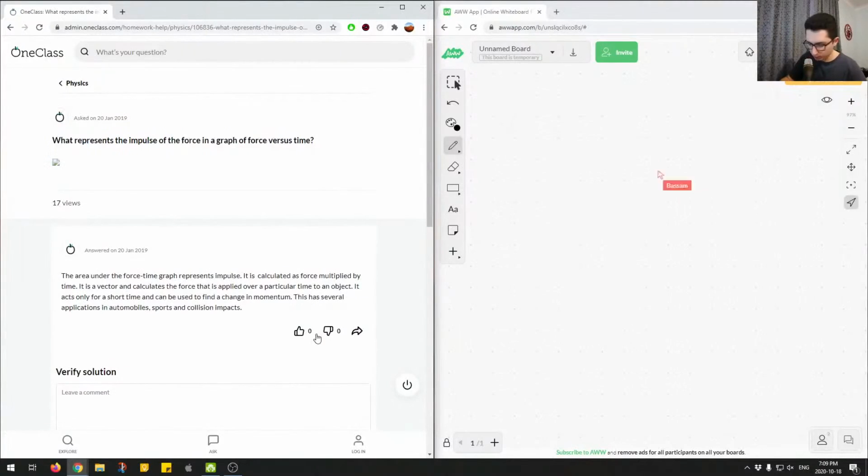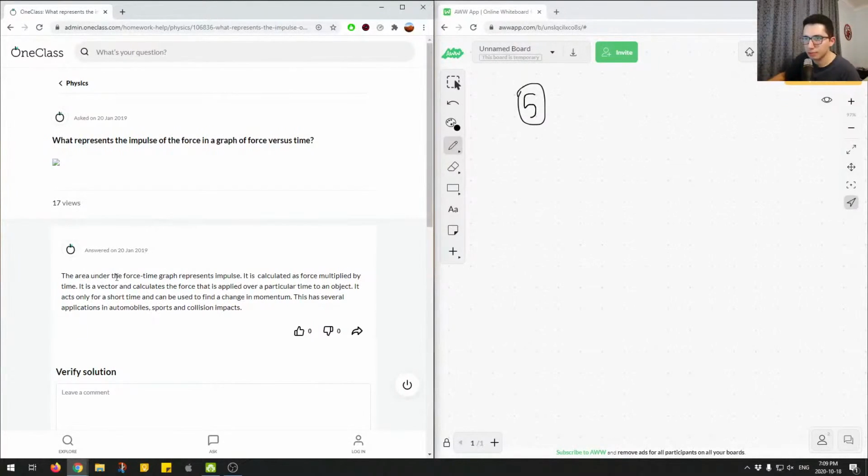So this is question number 5. Alright, so what represents the impulse of a force in a graph of force versus time? Okay, so let's go through what the junior tutor answered here.